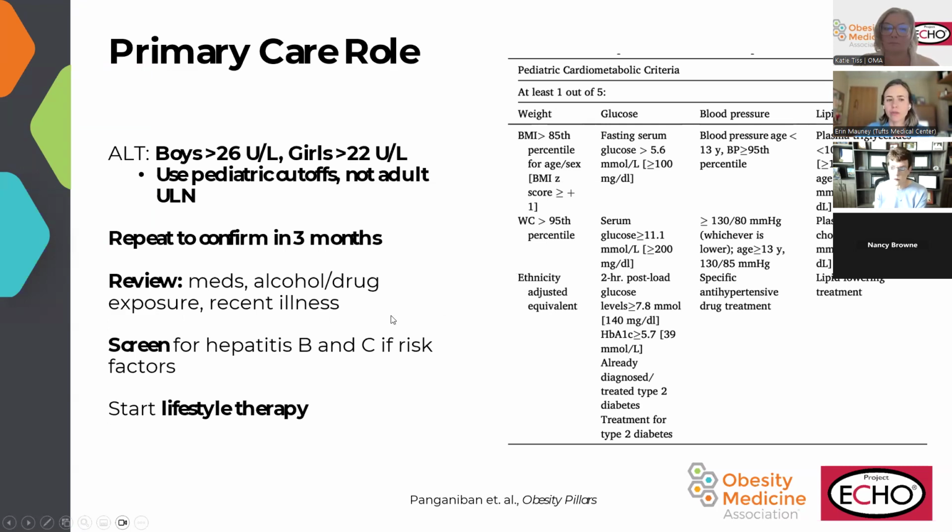Then it's also important to review the history and make sure that other common causes of liver disease are excluded. This includes looking at the medication list and seeing if there's anything on there that can cause liver disease. There's a great resource for this online called Liver Talks. You can also send them to your friendly hepatologist or gastroenterologist if you have access at that point. Less relevant in the peds population, but still important to ask about would be alcohol or drug exposure. And as I mentioned, recent illness, as that can cause a transient bump in the ALT. It's reasonable to send screening as well for hepatitis B and C if risk factors such as immigration status are applicable, and then starting the lifestyle therapy that I'm sure everyone here is acquainted with.